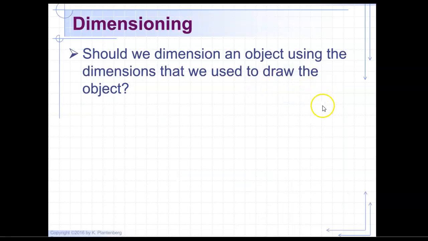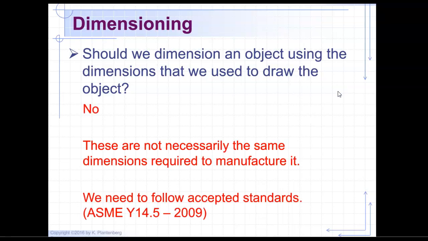When we create the object in Fusion or Onshape or Inventor or SolidWorks, whatever we're using to create the 3D model in our software, we're putting dimensions in there. But we don't really use those dimensions when we go to create the drawing. They're not necessarily the same as the dimensions required to manufacture. Of course, manufacturing follows an accepted standard called the ASME Y14.5, and we need to pay attention to that.